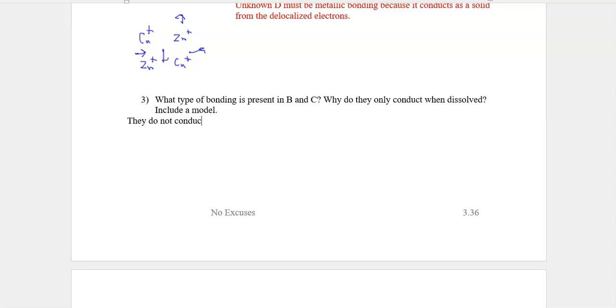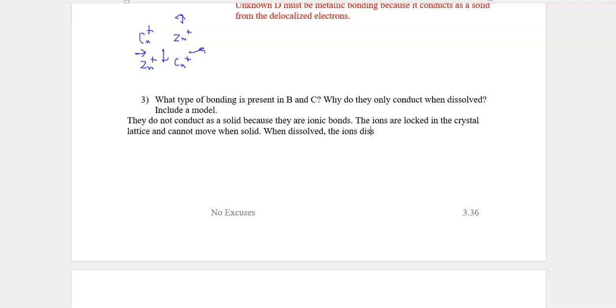They do not conduct as a solid because they are ionic bonds. The ions are locked in the crystal lattice and cannot move when solid. When dissolved, the ions dissociate and move freely, allowing the compound to conduct electricity. And as long as your model shows the ions breaking apart and moving, then you're good. I'm going to go copy the one from the reading.